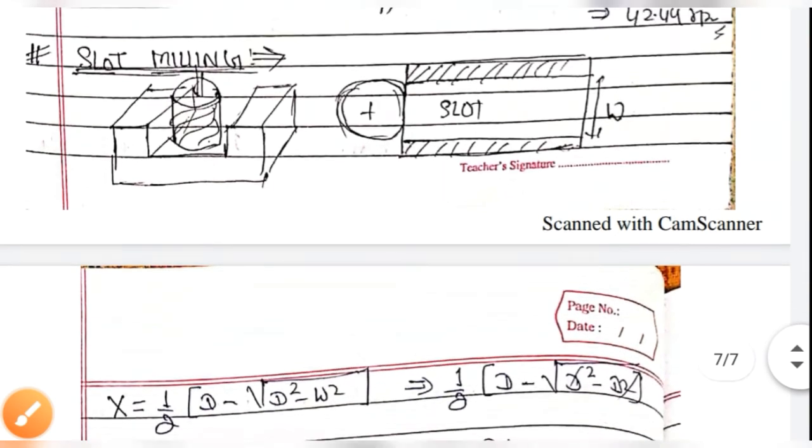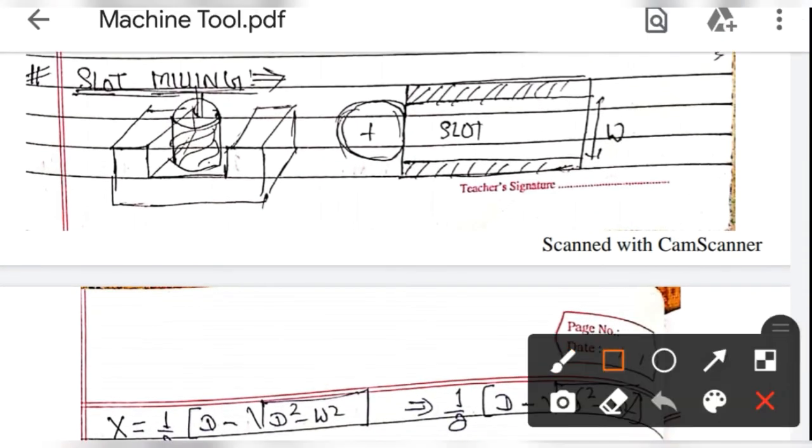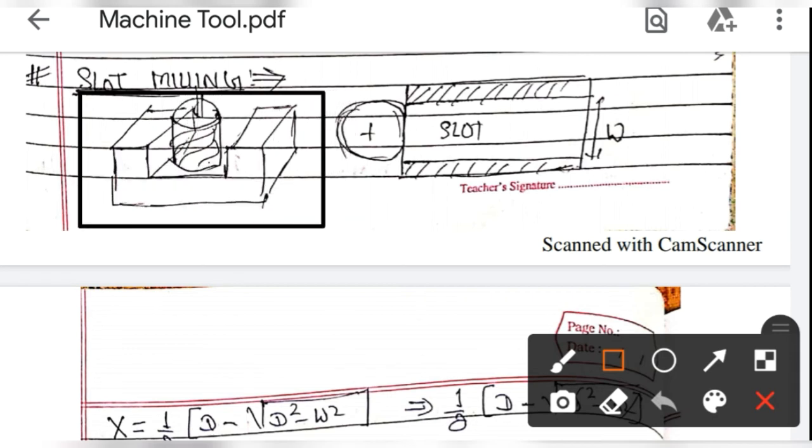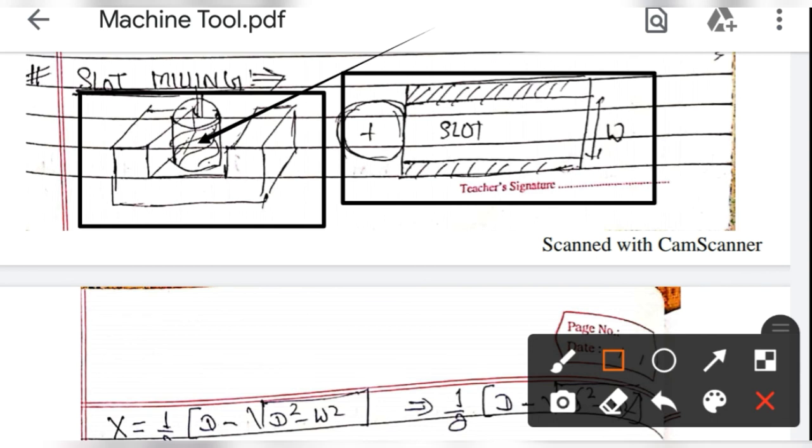Now next, slot milling. For slot milling, this is the workpiece over which the slot is being made, and this is the milling cutter. This is the top view of the slot, this is the end cutter, this is the workpiece, and this is the width of the workpiece. Remember, here the diameter of the cutter is equal to the width of the workpiece in slot milling.